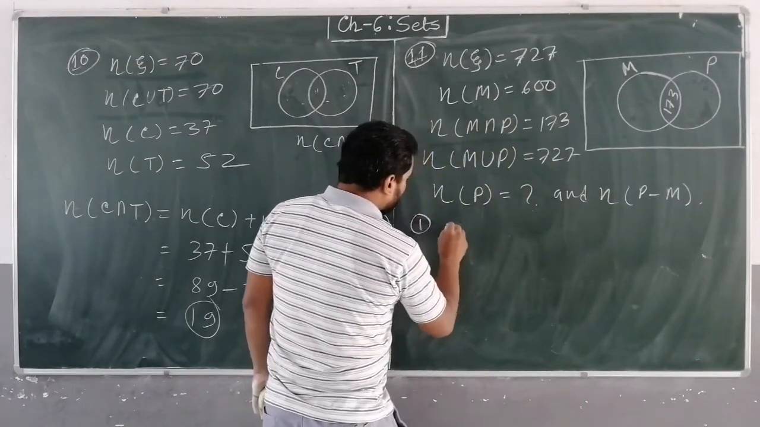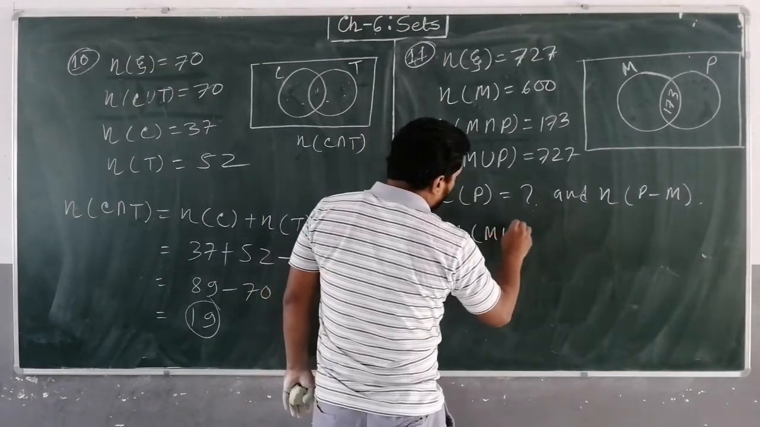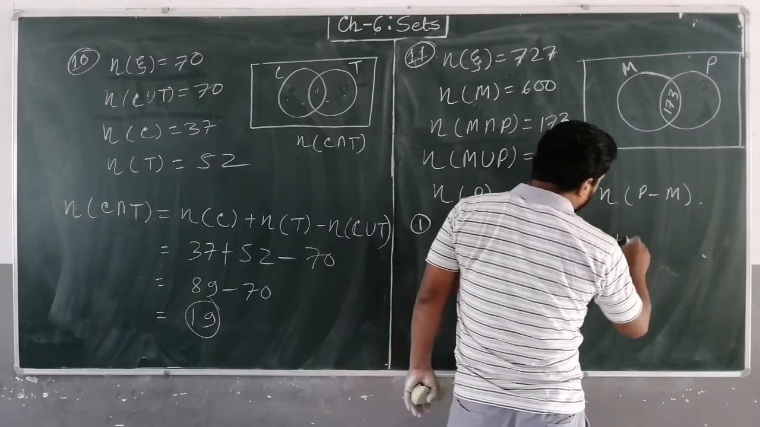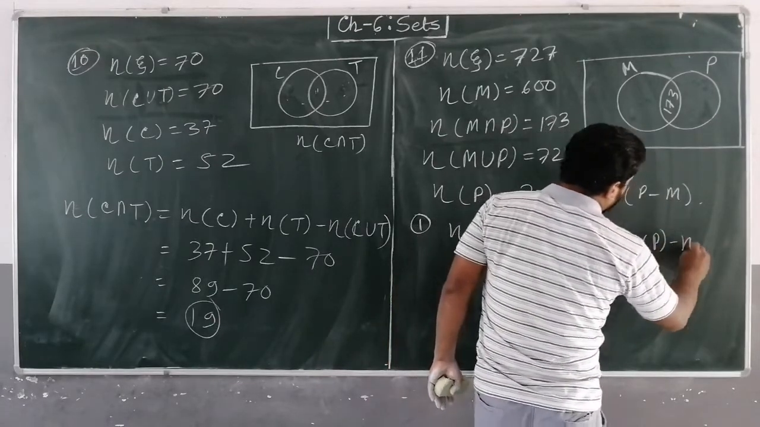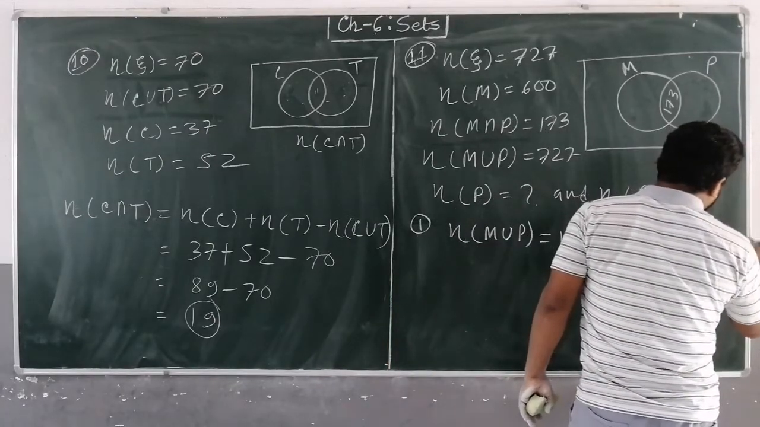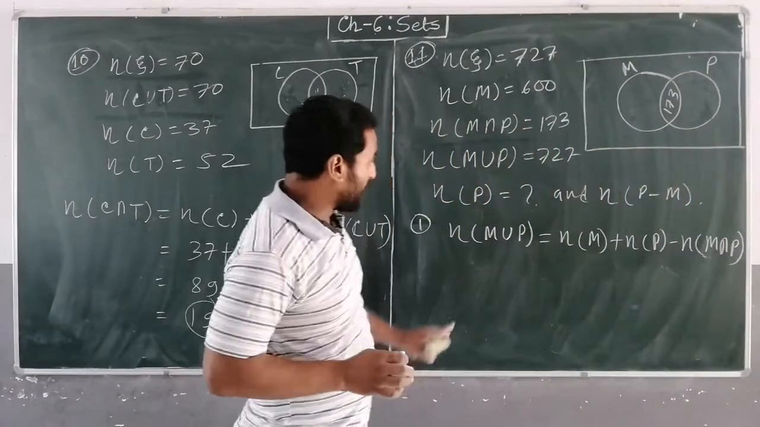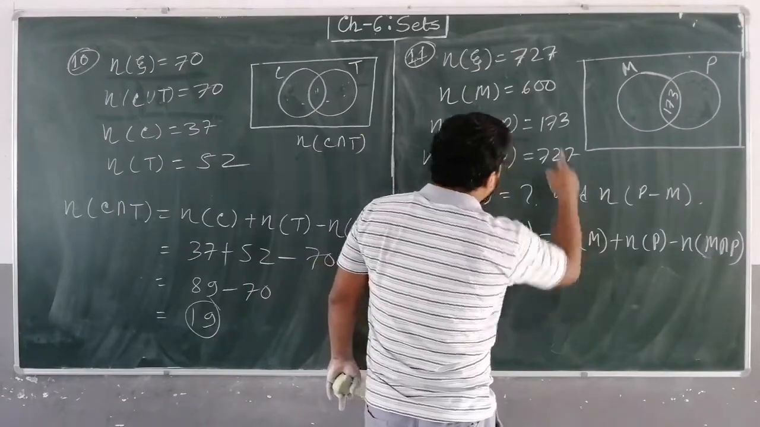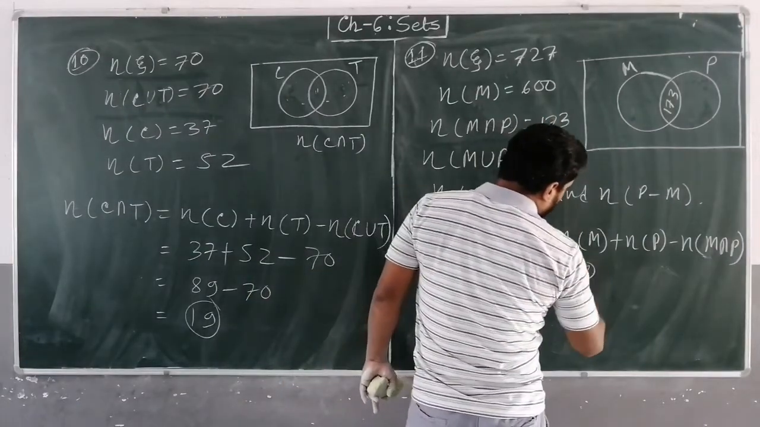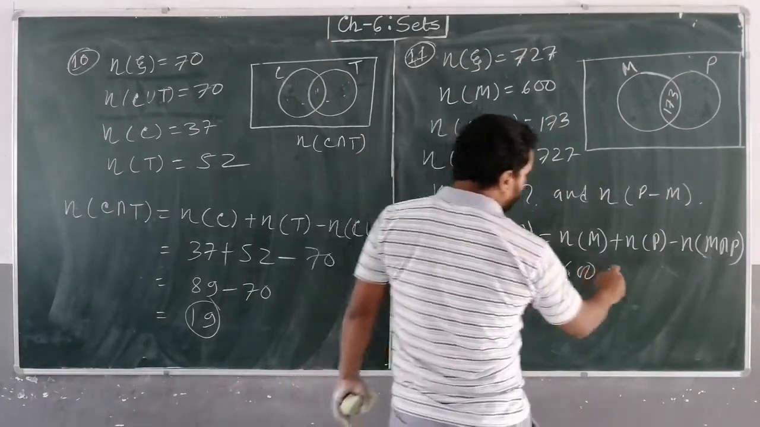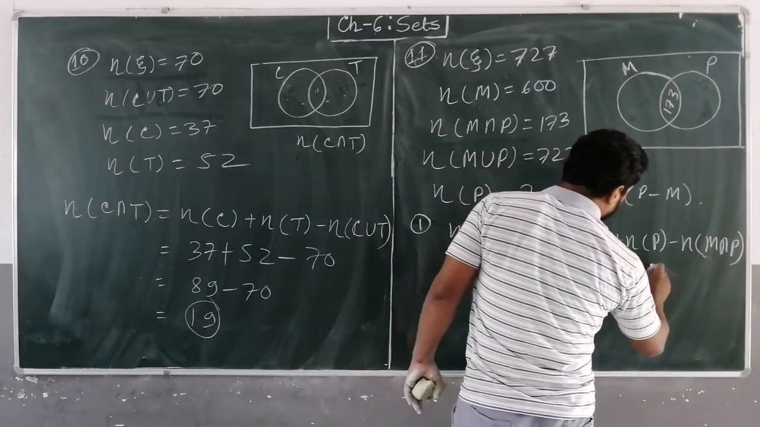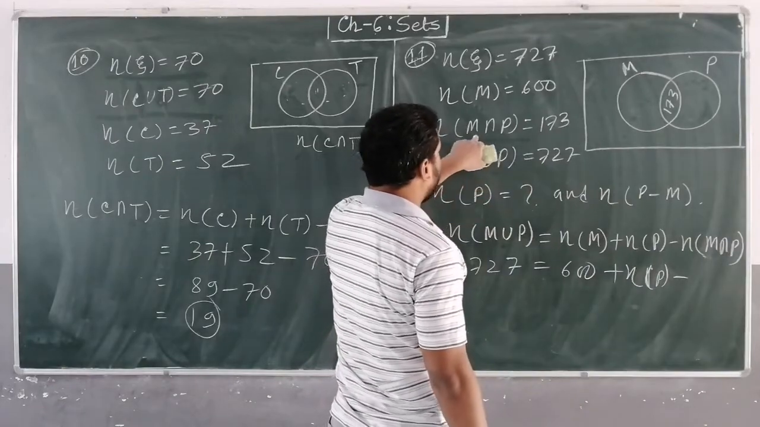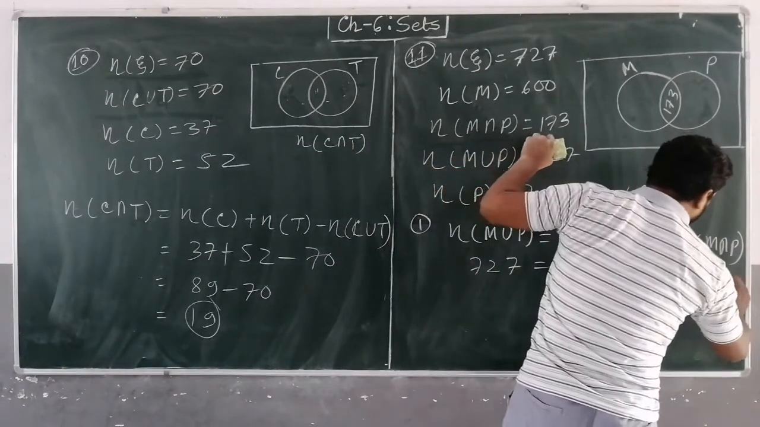Okay. Now see this. We know our relation, that is cardinality of M union P equals cardinality of M plus cardinality of P minus cardinality of M intersection P. This relation we know. M union P is given as 727, n of M is given as 600, and n of P you have to find. So keep as it is cardinality of M intersection P, which is given as 173.